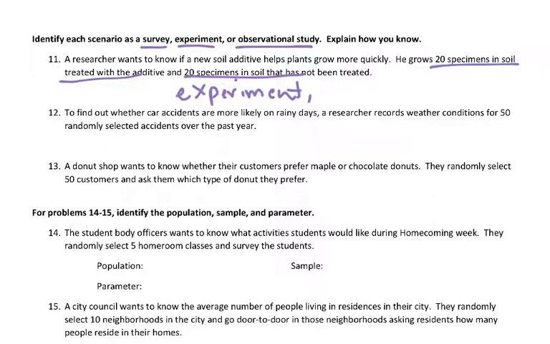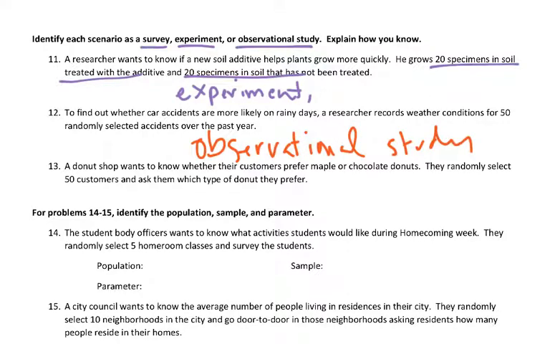Okay. Number 12. To find out whether car accidents are more likely on rainy days, a researcher records weather conditions for 50 randomly selected accidents over the past year. So now this one's different than an experiment because he's not making them try to crash. He's not making people drive in the rain or on sunny days and seeing if they're crashing or not. He's just observing what has already happened and trying to gather the information. So that would be observational study.